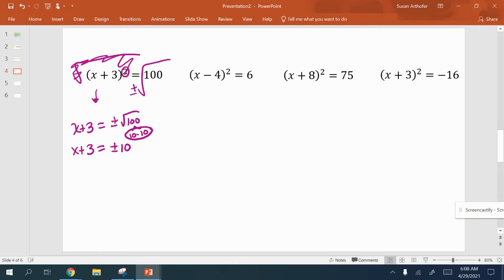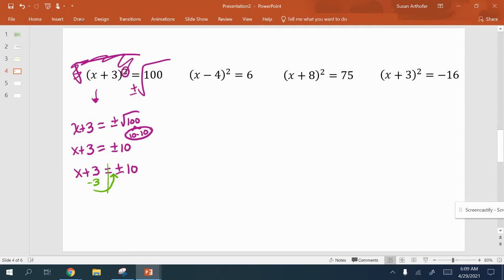Okay, now what do we do with this? I'm just going to write it again. What do we do with this? We have to solve for x. So we have to go over the equal sign, right? If we do that, we do opposite. So, excuse me, we have to subtract 3. Where does that subtract 3 go on this side? Right in front of the plus or minus.